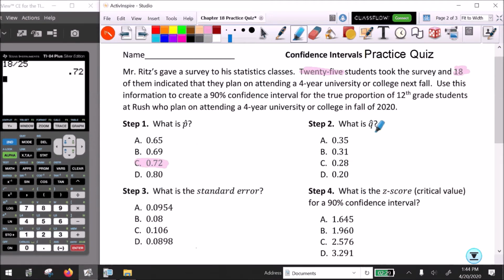What is q-hat? Well, remember, that's just the complement of p-hat. So we're just going to do 1 minus 0.72 to get q-hat, and that's 28%.